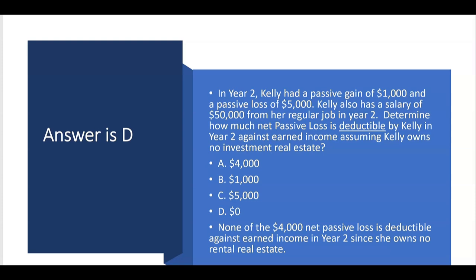See, the government actually encourages you to invest in real estate, and that's why you're allowed to deduct passive losses to a certain extent against your earned income, as long as those passive losses were caused by rental real estate. If those passive losses were caused by owning a business that you don't participate in, like Dr. Kumar, then there would be no passive loss deduction in the current year. You would just have to carry it forward.